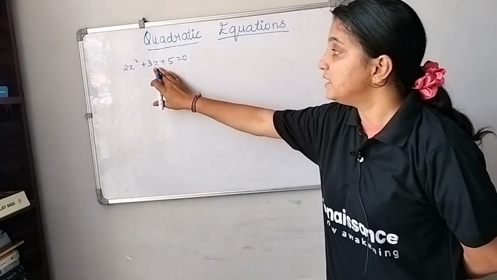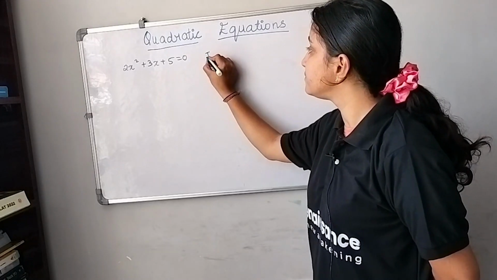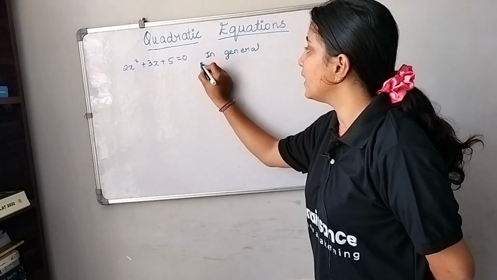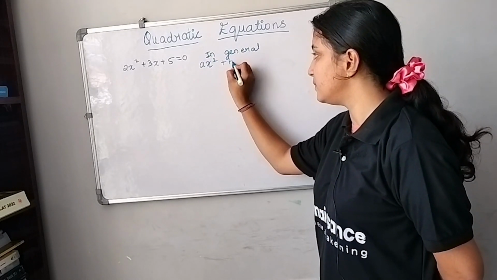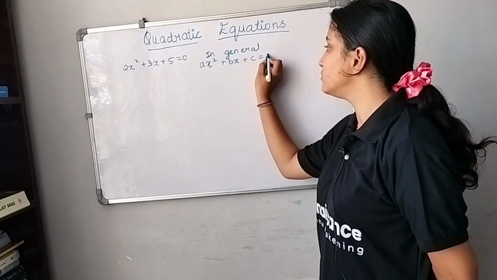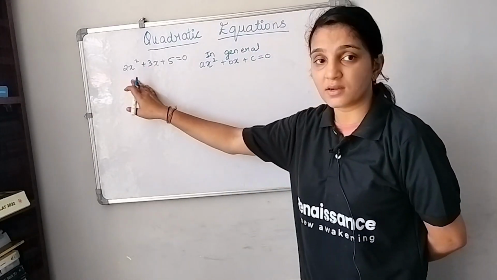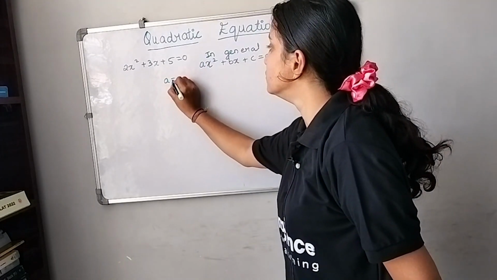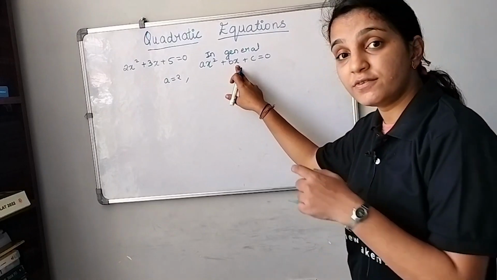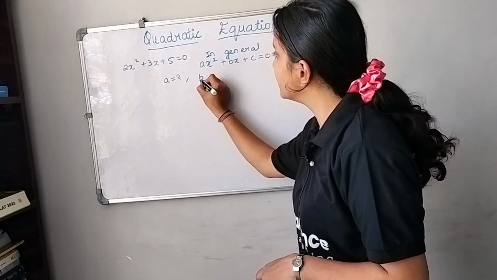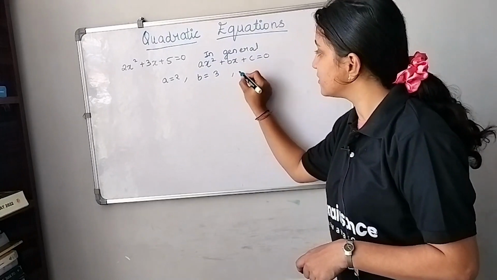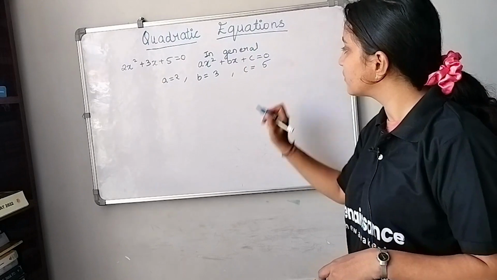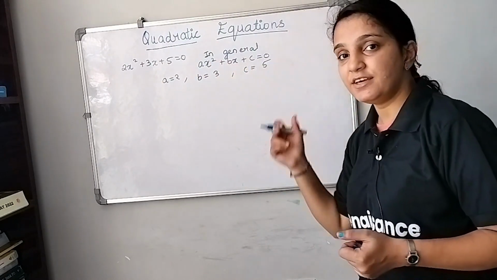Okay, now it is written in general form as ax square plus bx plus c equal to 0. Now what is a here? The coefficient with x square is called a. So a is 2. Then the coefficient with x is called b. So b is 3. Then c will be the constant here, that is 5. Okay, so we got the a, b and c values.